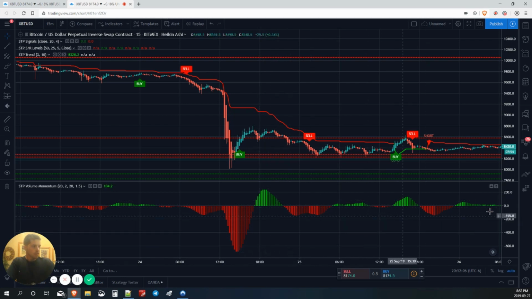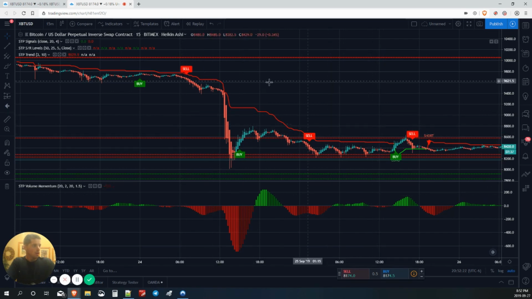The other thing that you can do with this volume momentum indicator too is you're able to see any sort of bullish or bearish divergence as well. So please be sure to tune into Node's streams. He goes over a lot of that stuff on his streams as well.